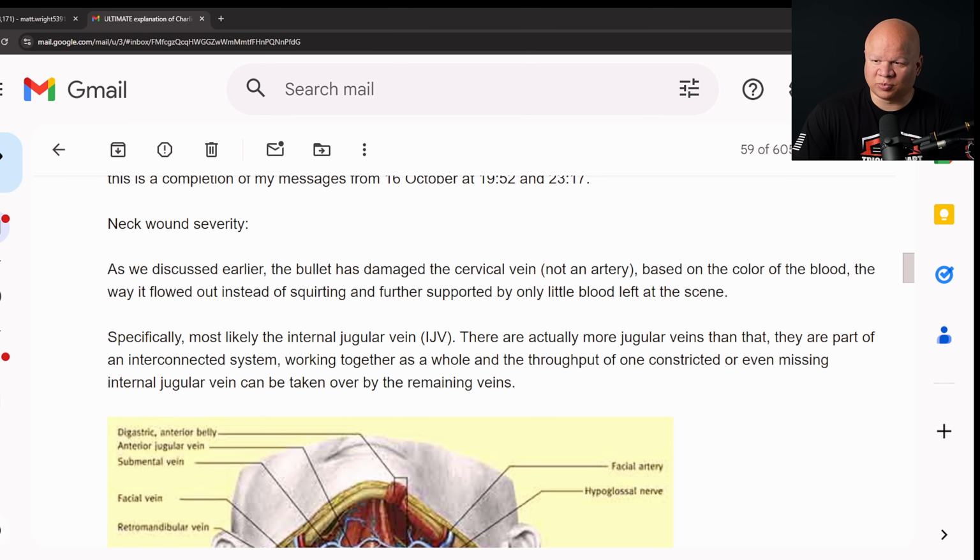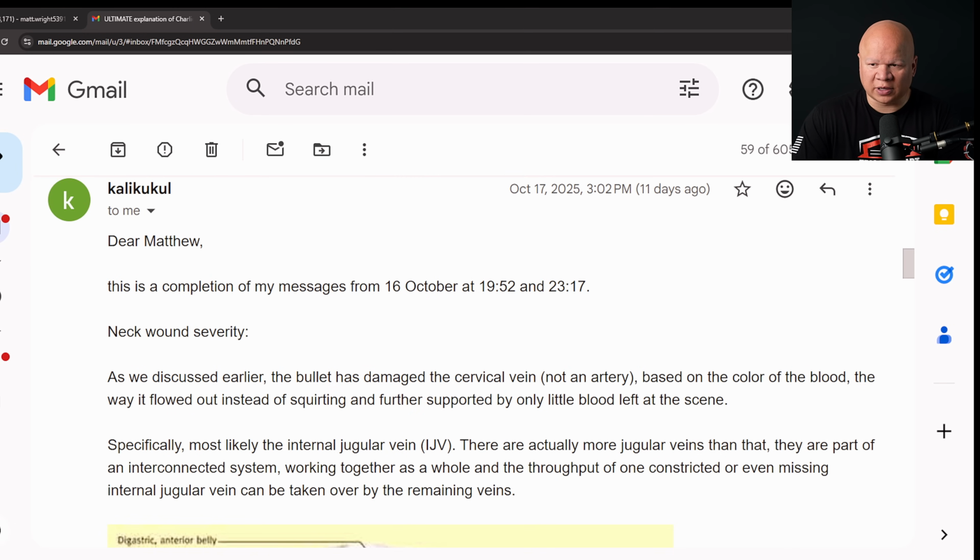And you also wanted to see his or her rebuttal to how the pendant could actually go into the neck based on the forces and things required to make that happen. So let's get into it. I will warn you up front, this gets pretty scientific. So again here, we have Kalikukul.